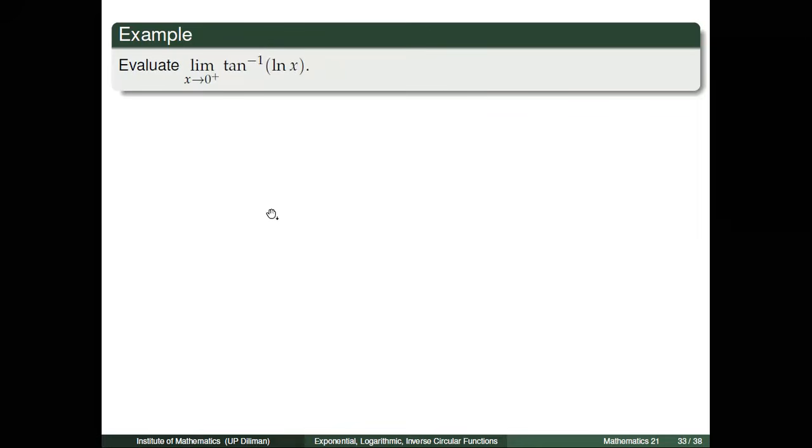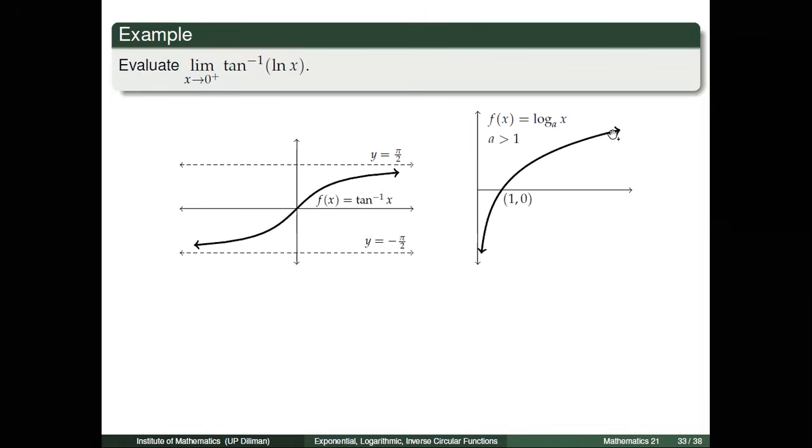Next, let's compute the limit of the inverse tangent of ln of x as x approaches 0 from the right. Note that the ln function is undefined at 0. So we will use the graph of the ln of x, and we will also use the graph of the inverse tangent of x. Recall that the ln function is a logarithmic function with base greater than 1, so its graph looks like this.